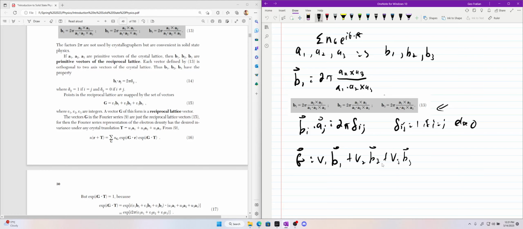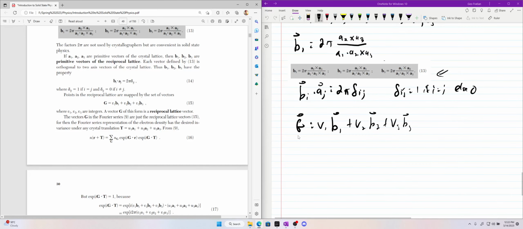It's just we're using the reciprocal ones, and they have different coefficients as well. So a vector G of this form is a reciprocal lattice vector. So the vectors G in the Fourier series are just the reciprocal lattice vectors. So for them, the Fourier series representation of the electron density has the desired invariance under any crystal translation T equals u1 a1 plus u2 a2 plus u3 a3.